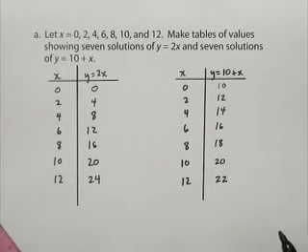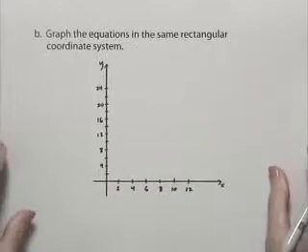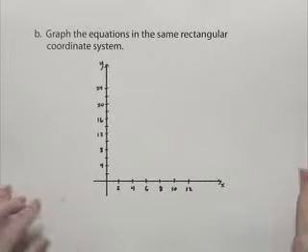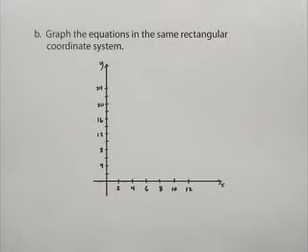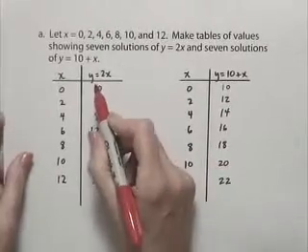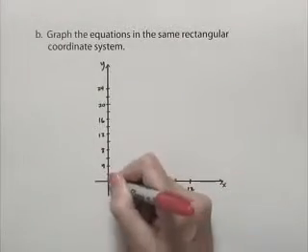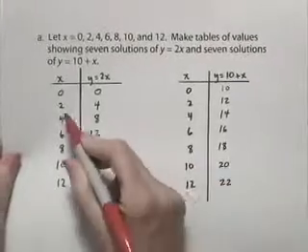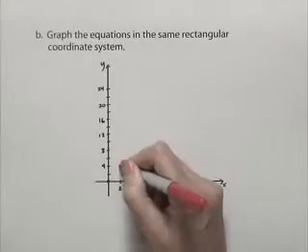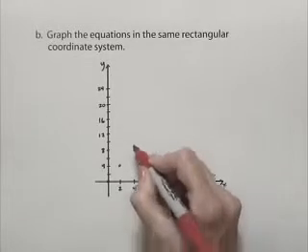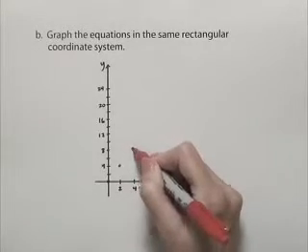What we want to do next is to graph the equations in the same rectangular coordinate system. So we're going to go back to our table of values in order to come up with these points. So let's start with the equation y equals 2x. We have to plot the point 0, 0, and then 2, 4. We have the point 4, 8. We have the point 6, 12.